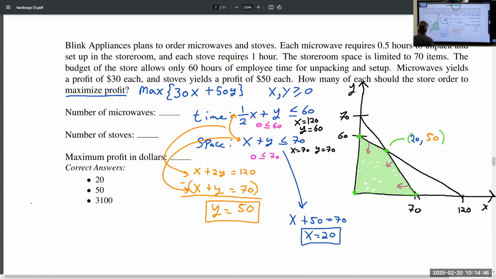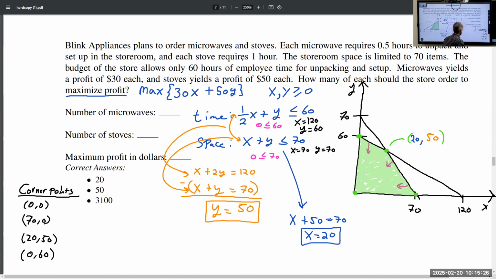So now I found where they intersect, but it wants to know what's the maximum profit. So I've got my corner points. What is the max profit? Well, out of the corner points, I have 0, 0. I have 70, 0. I have 20, 50. And I have 0, 60.